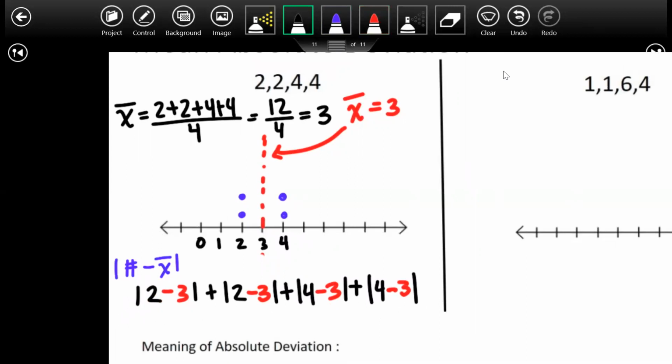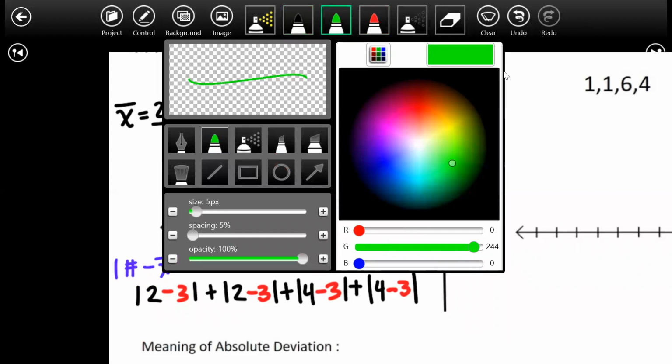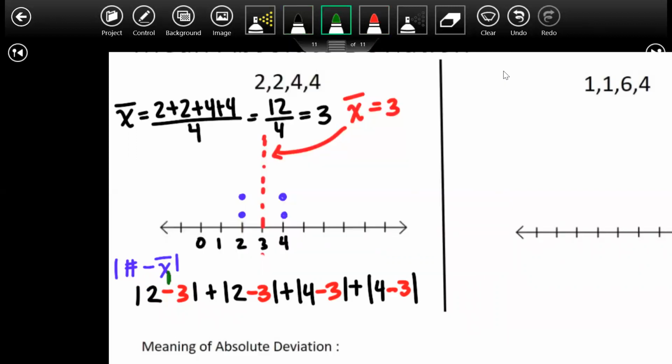Now, what do these numbers tell us? Again, we're finding the distance the points are to the mean. So what is 2 minus 3? Negative 1. What's the absolute value? 1. Which should make sense to us because if our data point is 2 here, how far is 2 to 3? It's only 1 distance away.